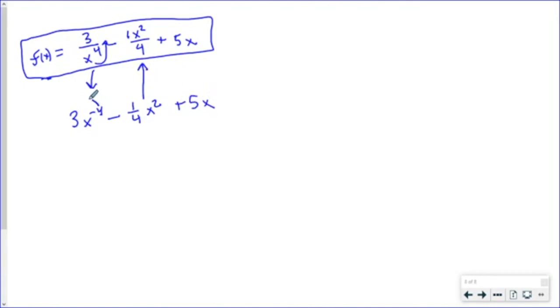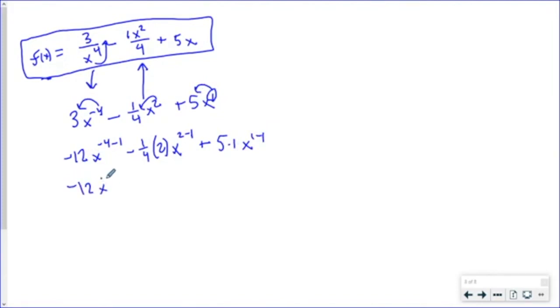Now I do the power rule. This goes here, so it's 3 times negative 4, which is negative 12. And then you are subtracting 1, so negative 4 minus 1. And then minus 1/4 x squared right here. So I bring that here. So times 2x and then 2 minus 1. And then plus, add a 1 here. Bring that over here. So it's 5 times 1 x, 1 minus 1. So I'm left with negative 12 x to the negative 5th. Negative 4 minus 1 is negative 5. And then here, negative 1/4 times 2 was negative 2 over 4. 2 minus 1 is 1, so I have x to the first power here.